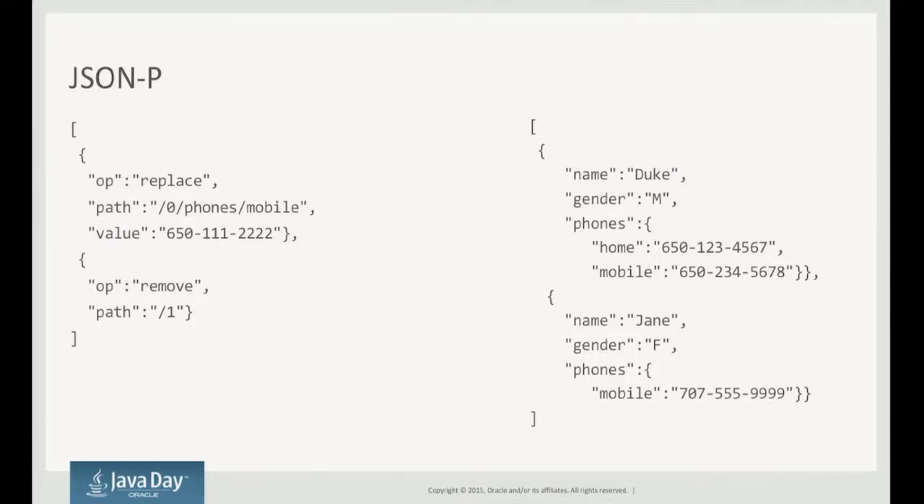So looking at this JSON document on the left here, it consists of two operations, a replace and a remove operation. And on the right, we have our contact information with Duke and Jane again. So as we step through this, we're executing these operations in sequence. So an operation can affect the result of a subsequent operation. So here we're replacing Duke's phone. We've replaced it with a new value. And then we're going to remove the second element of the array. So Jane is now gone.